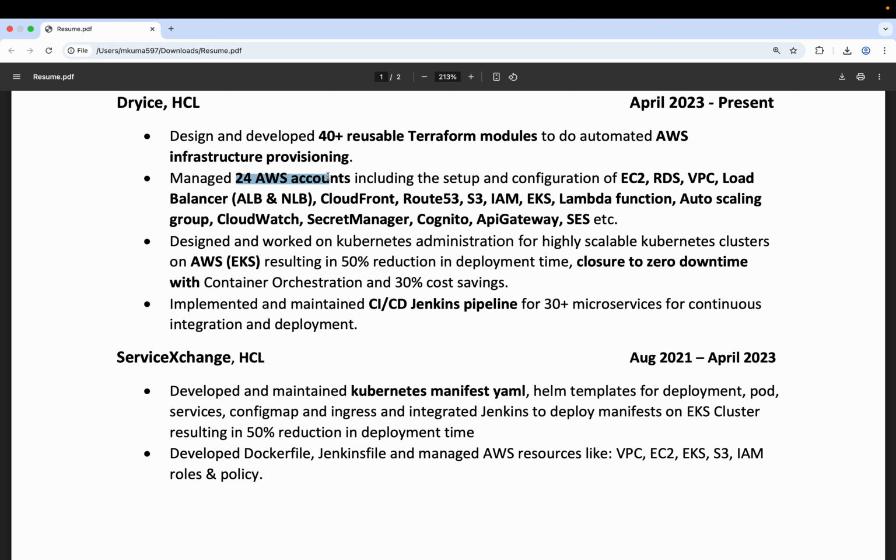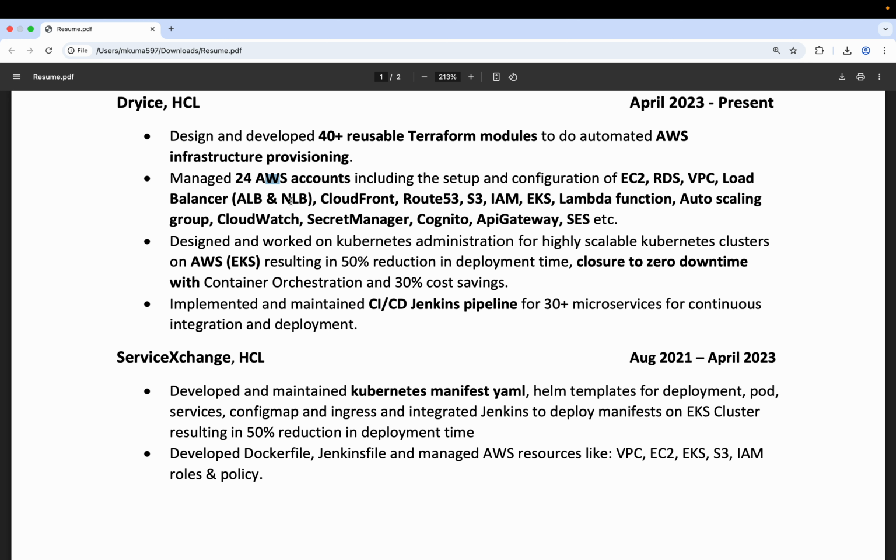I have mentioned 24 AWS accounts I have managed, correct? So there might be a question related to the management of the AWS accounts rather than getting into the specific services. That will show that I have not just worked with the AWS services, but I have also organized and managed the AWS accounts. I do have a hold on managing the AWS accounts as well, correct?